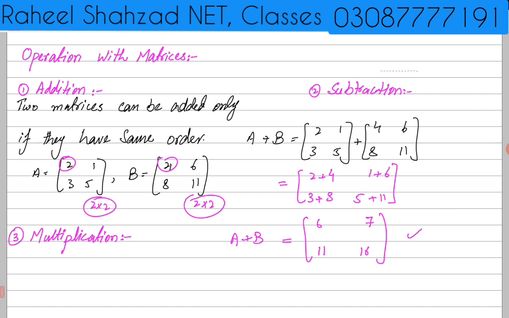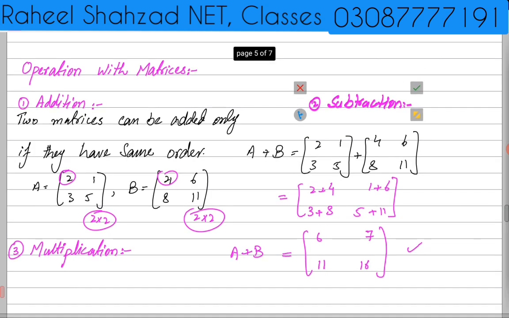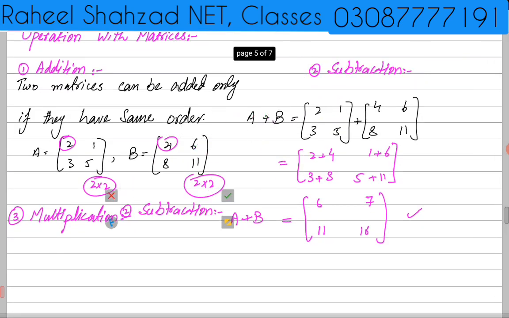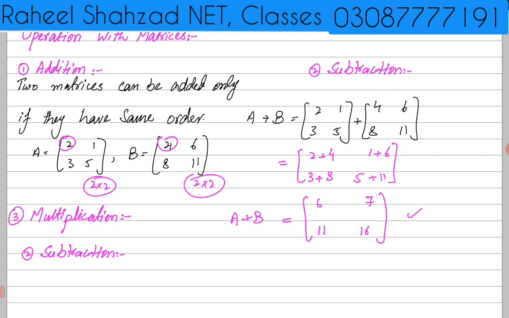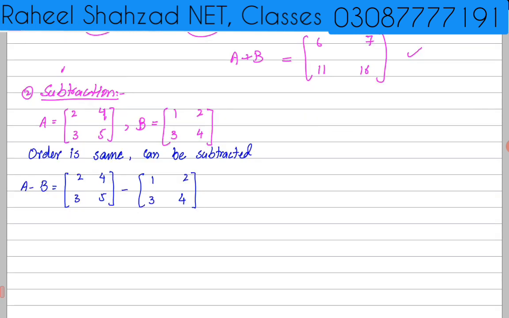Similarly, it goes for subtraction. So next is subtraction of two matrices. Our first check is that the two matrices have the same order. The first matrix is 2 cross 2, the second matrix is also 2 cross 2. We have 2 rows and 2 columns, 2 rows and 2 columns. This is how we are going to subtract two matrices.